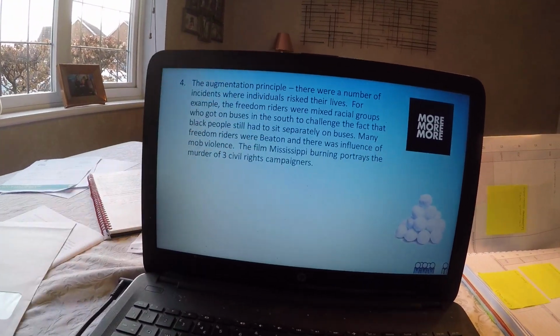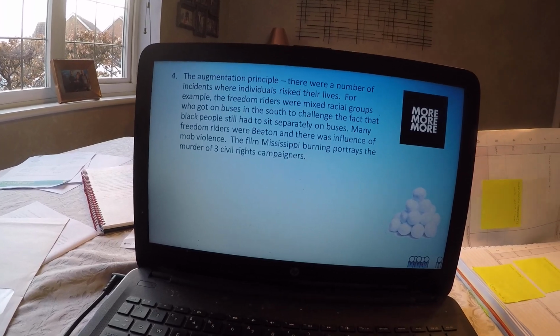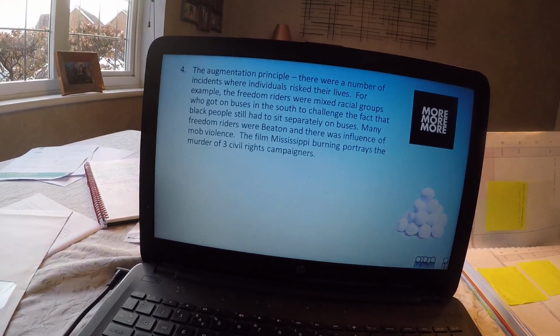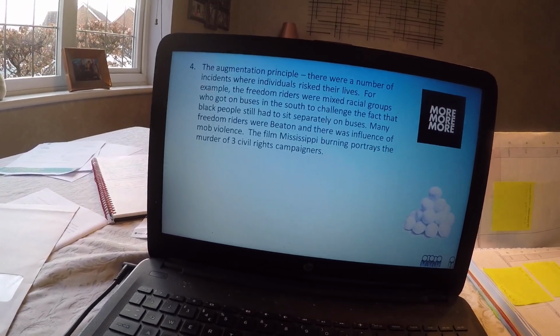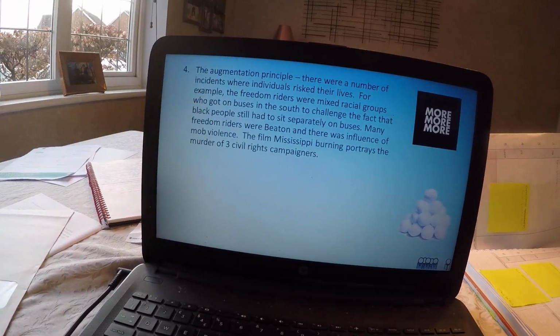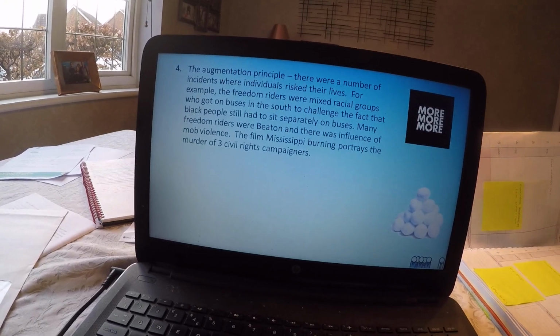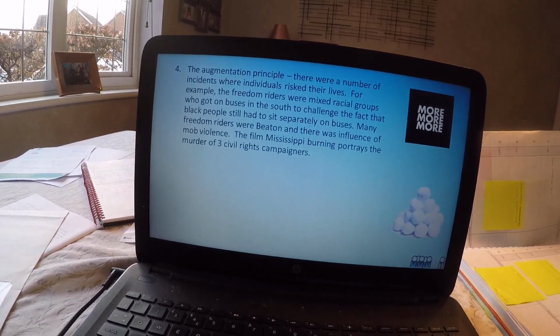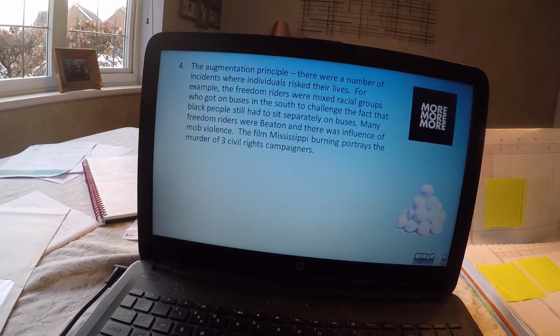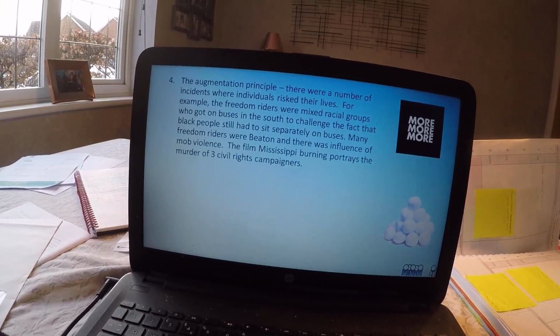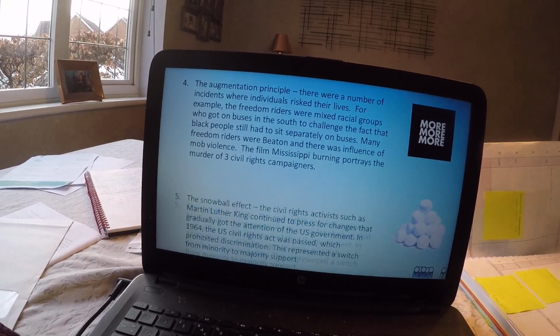I would really recommend this film. When I was in A-level, our teacher got us to watch it. I'm afraid we actually had more time in A-level back then, but if you can watch Mississippi Burning, it is a really good film to portray the civil rights movement. If you've already seen it, then think back to it.